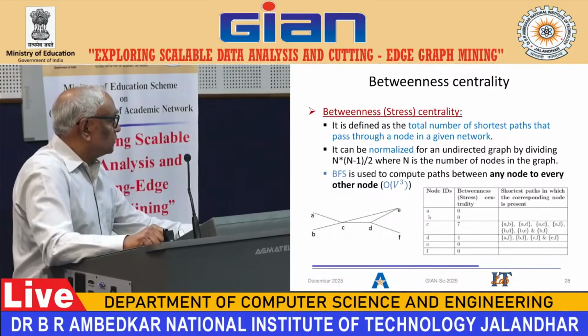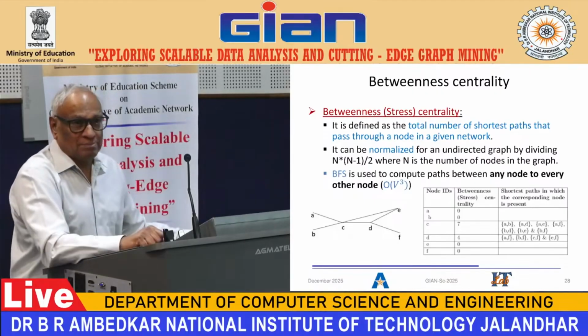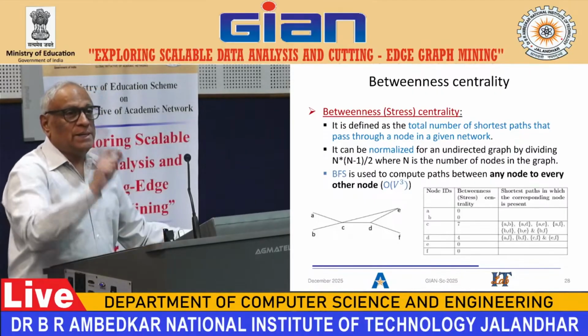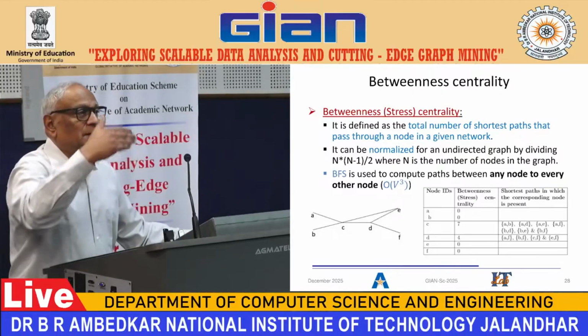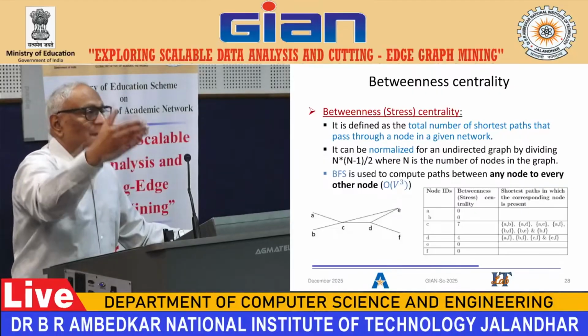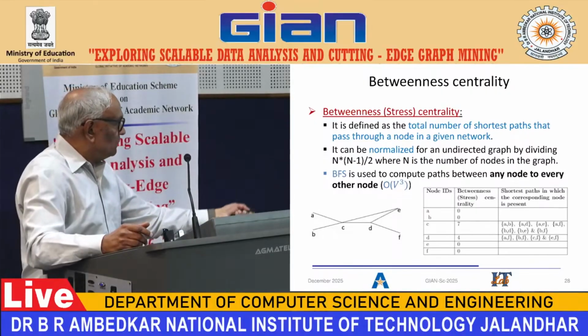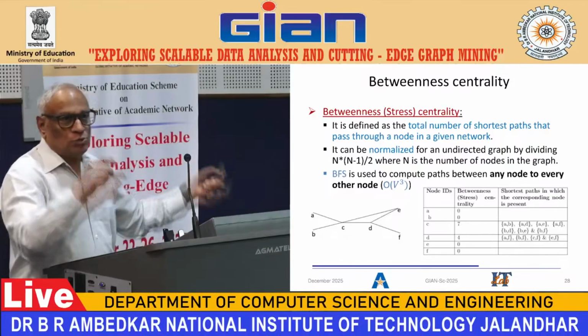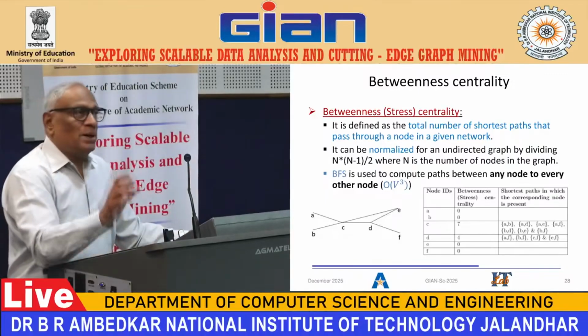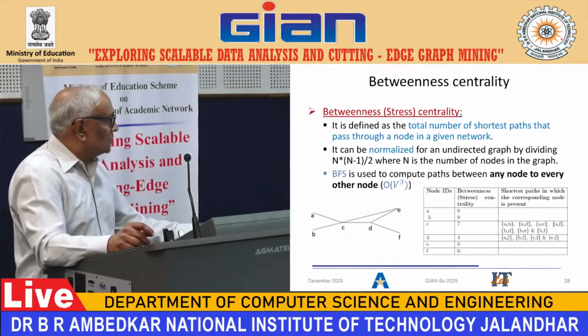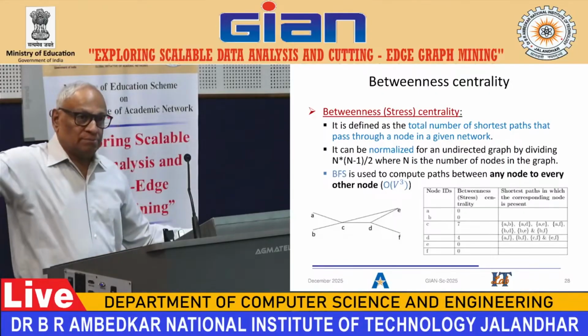There are 4 shortest paths that go through D. So C and D are betweenness hubs because their value is greater than the average. You can take the average of this one, 7 plus 4, 11 by 6, and these two turn out to be greater than that. But computationally it's very difficult because you have to list all the shortest paths.